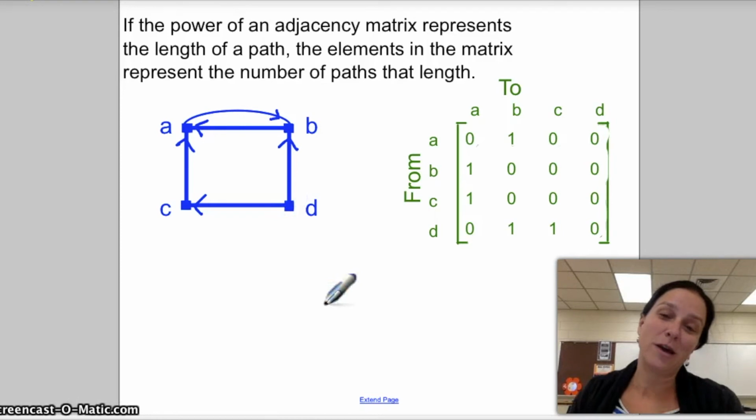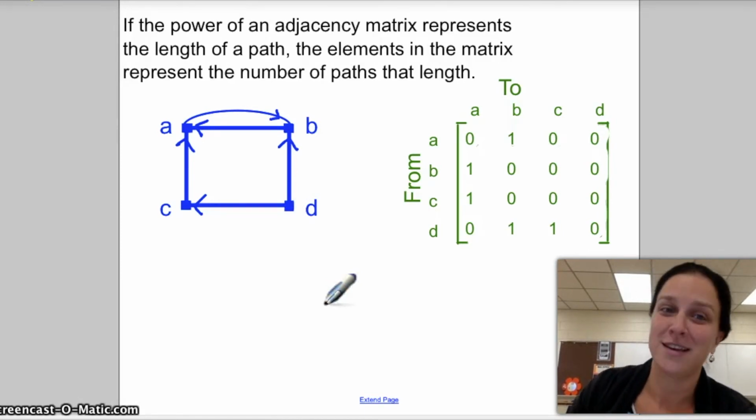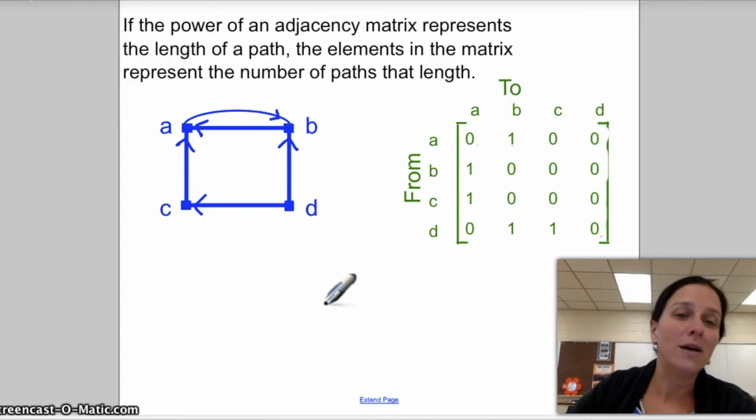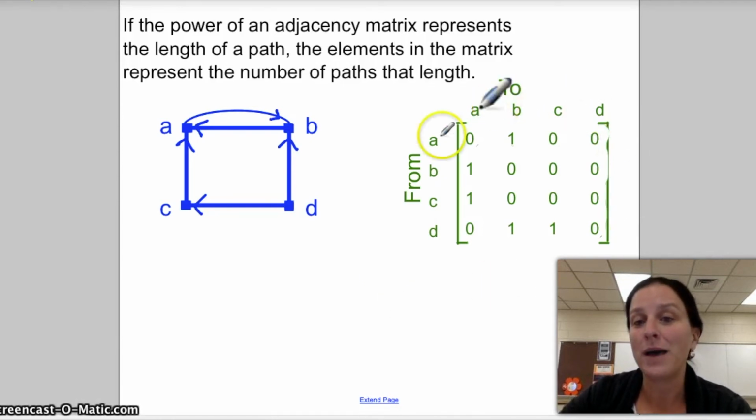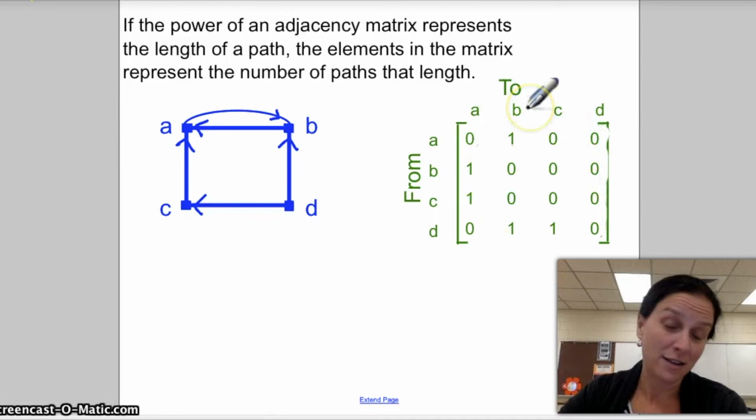Now the interesting thing about using a matrix for graphs is that we can do math with matrices pretty quickly in our calculator. So if the power of an adjacency matrix represents the length of a path from one vertex to another, then the elements in the matrix represent the number of paths of that same length. So for instance, right now the power of this matrix is understood to be 1. So a length of one edge is the way we created that adjacency matrix for this digraph.